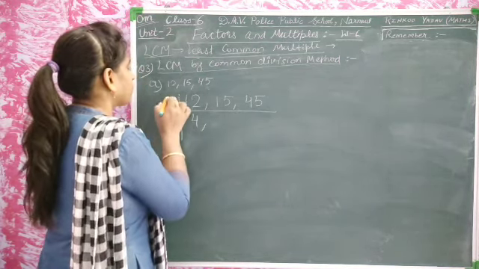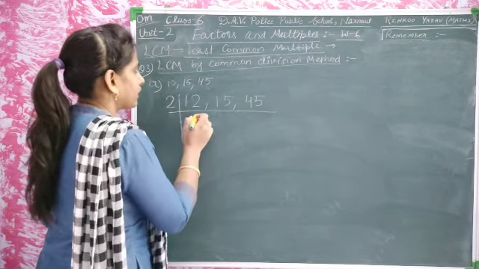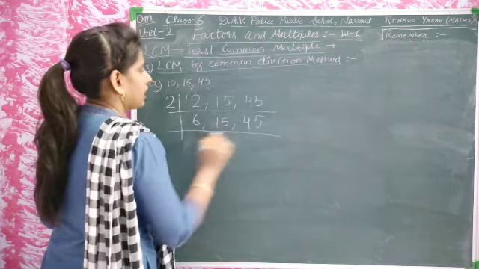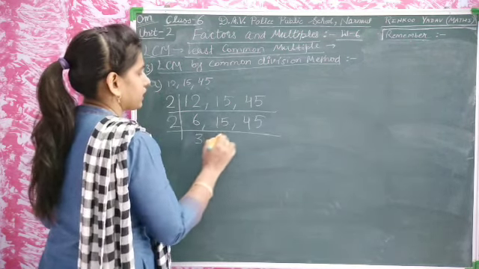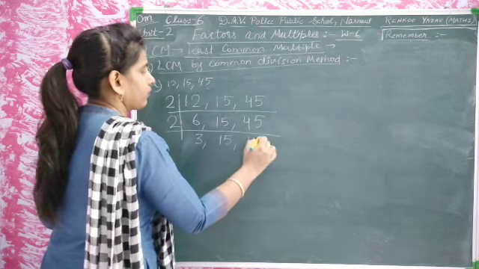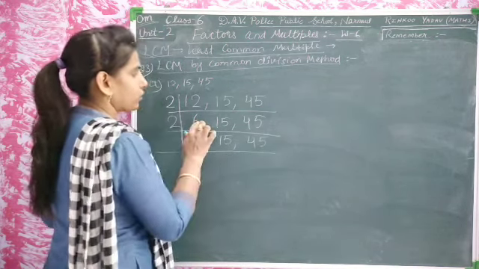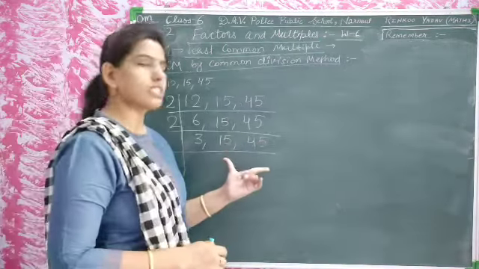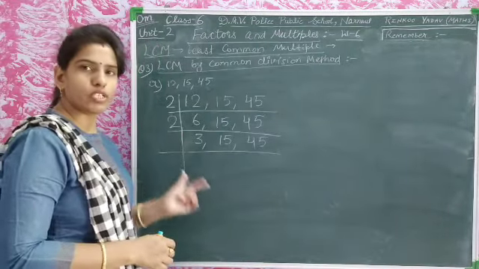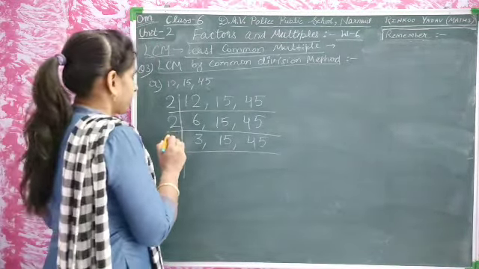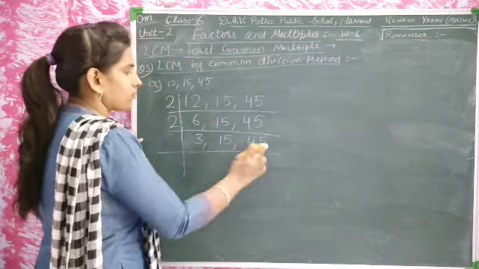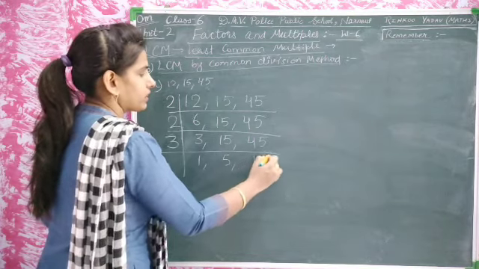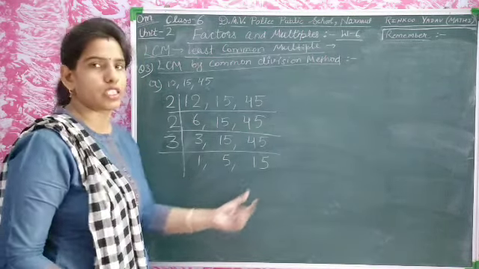First we will divide it by 2. One number is divided here. 2 times 6 is 12, and 15 and 45 as well. Now next number is again 2. 2 times 3 is 6, 15, 45. This number is divided by 2. Another numbers are same as well. It is only divided, so we will divide it only by this number, 2. Now from here, no number is divided by 2. So there is 3. 3 times 1 is 3, 3 times 5 is 15, 3 times 1 is 3, 3 times 5 is 15. There are the quotients here.